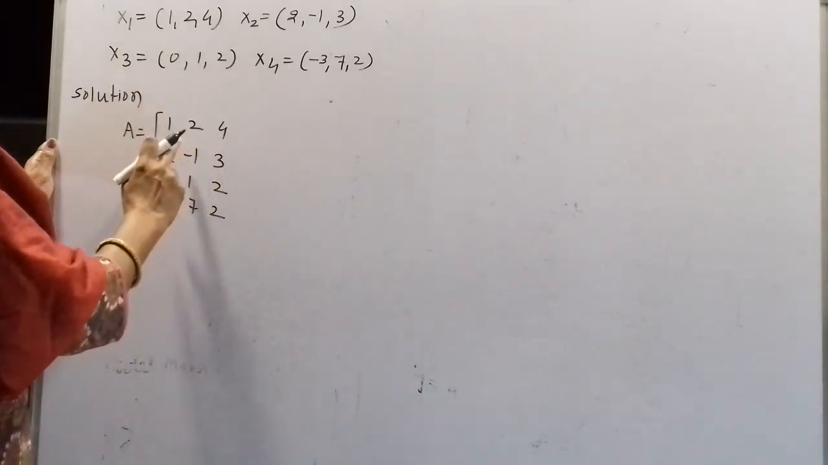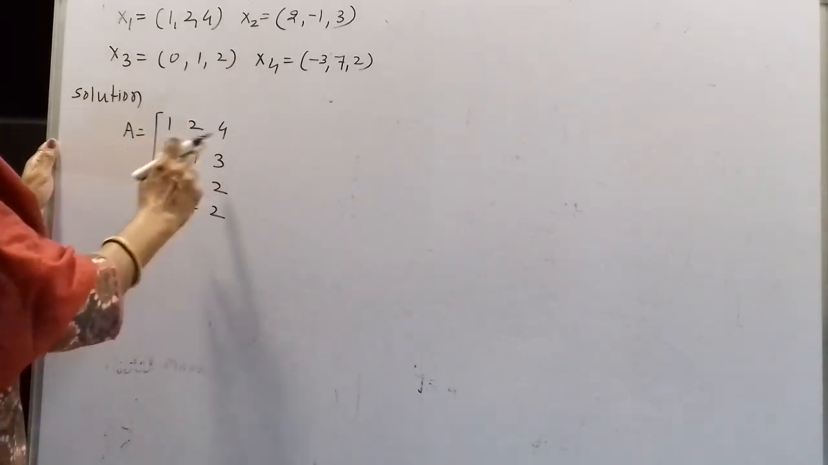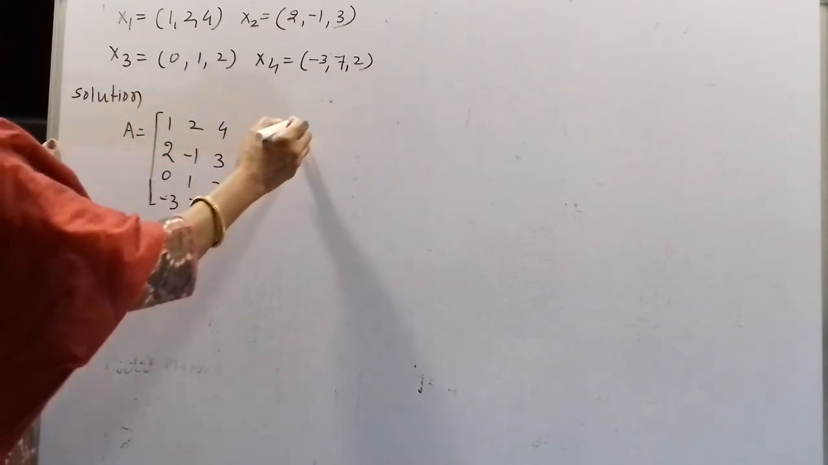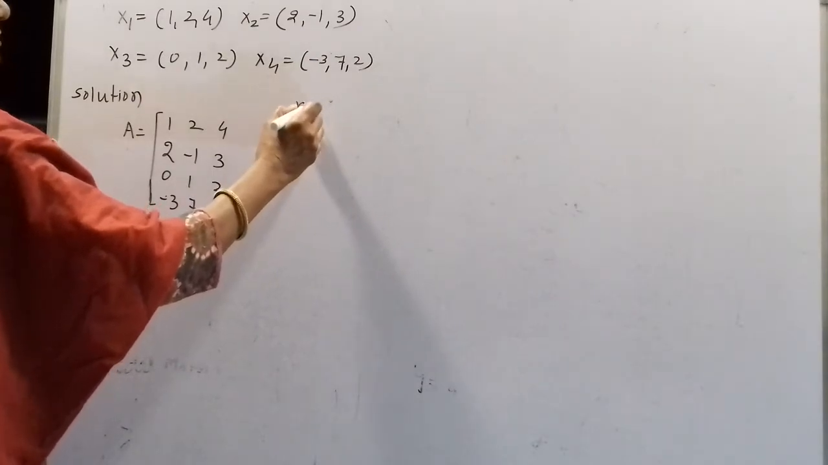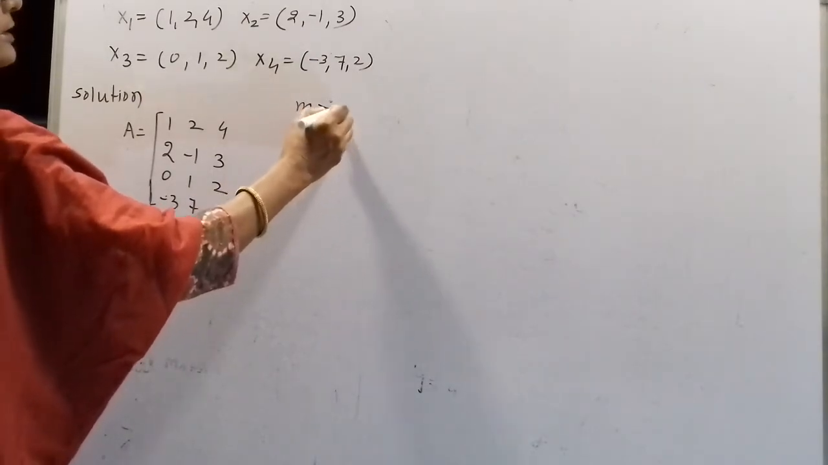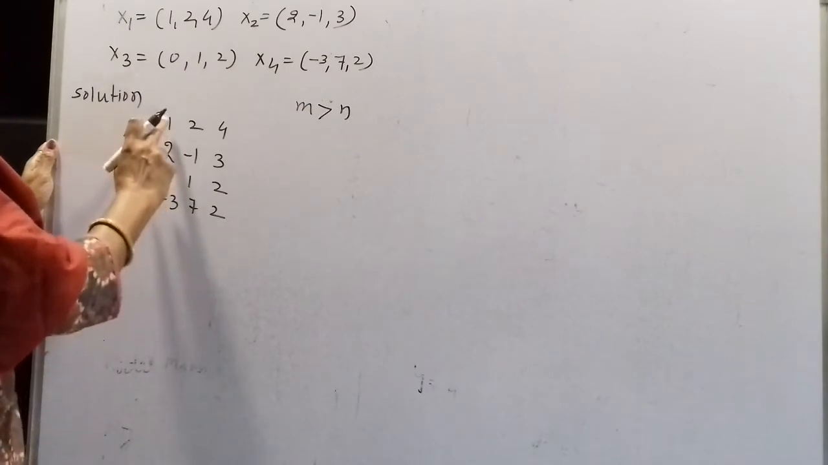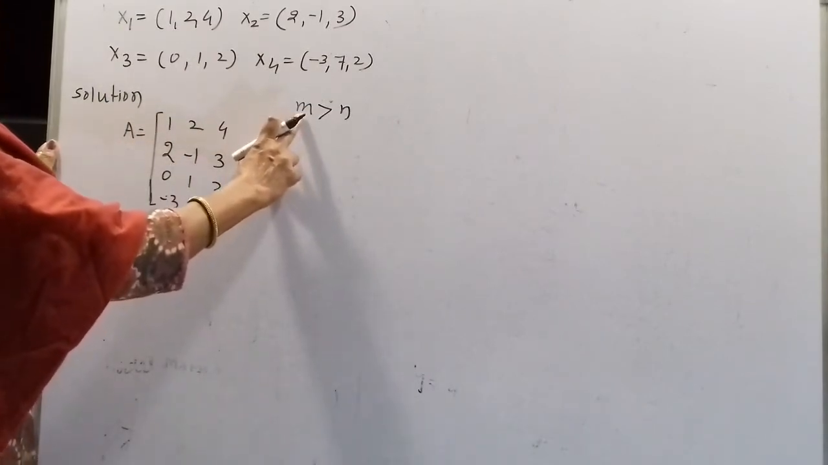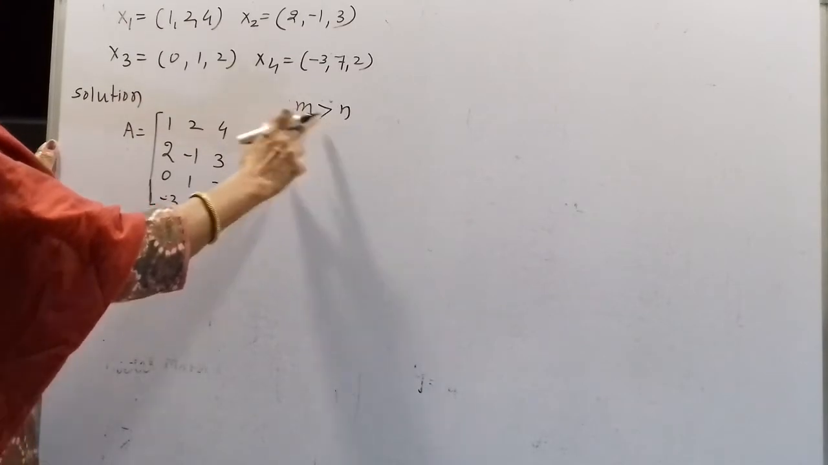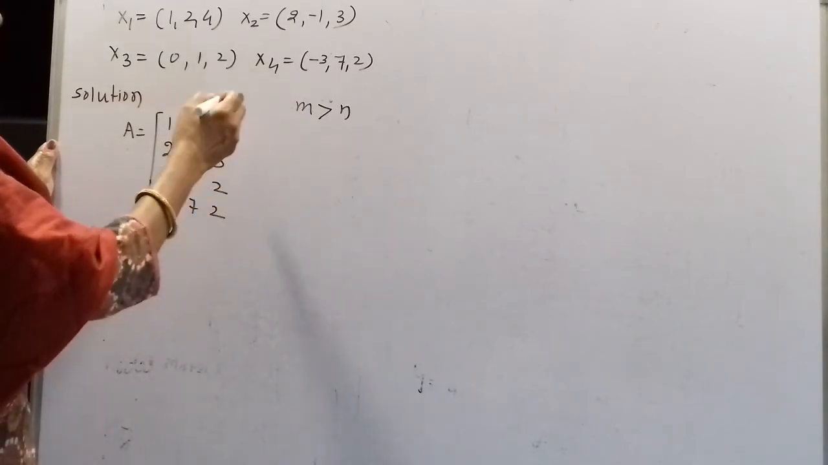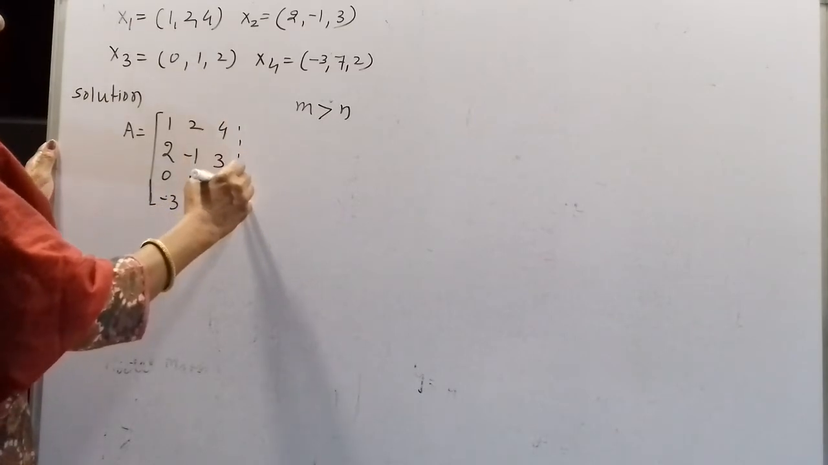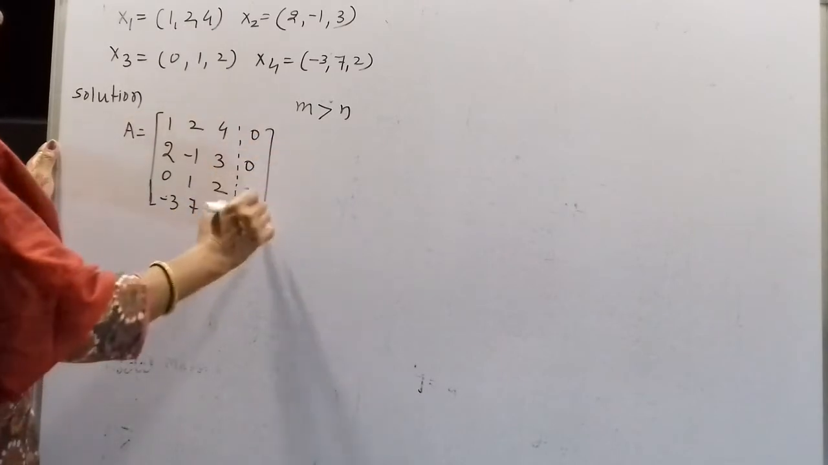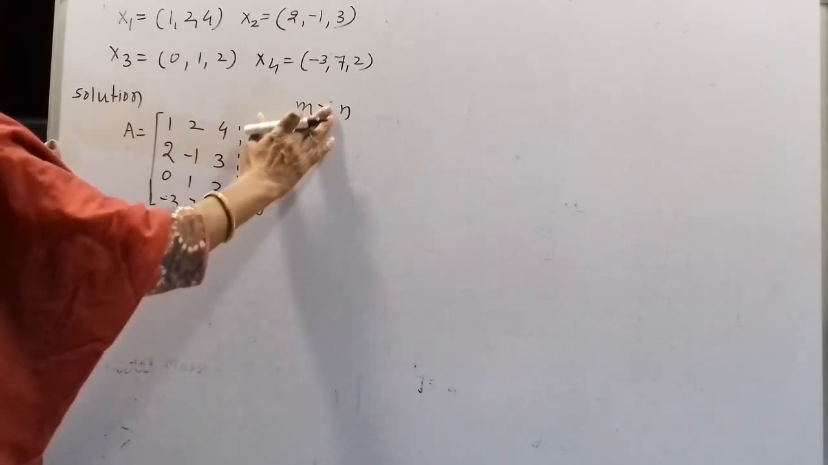The number of rows is 4 and the number of columns is 3. So the number of rows is greater than the number of columns here, because rows are 4 and columns are 3. So here we have to form one more column, 0, 0, 0. We have to add it, because now it becomes m equal to n.